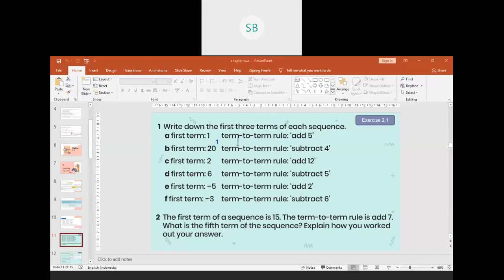6. Yeah. Is there anyone get confused? How do I get 6? We follow the rule given. The term to term rule is add 5. That's why I need to add 1 with 5. 1 plus 5 will be 6. 6 is the second term. So what number will it be for the third term?